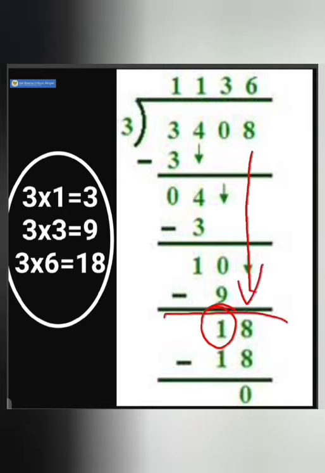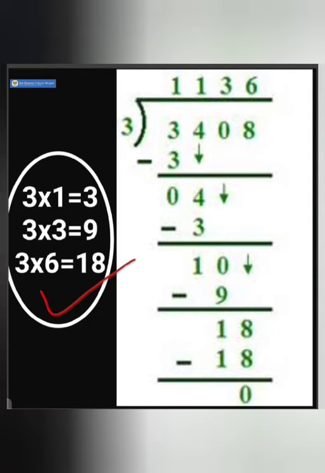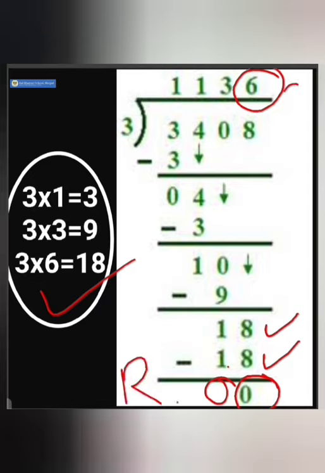The new number formed is 18 now. So read the table of 3 so that you can get 18. 3 6s are 18. Write 6 here in the quotient and take away 18 from 18. 8 minus 8 will be a 0. 1 minus 1, you can write a 0 here too. So your remainder will be a 0 and the quotient is 1136. Try this question again in your rough notebook now.